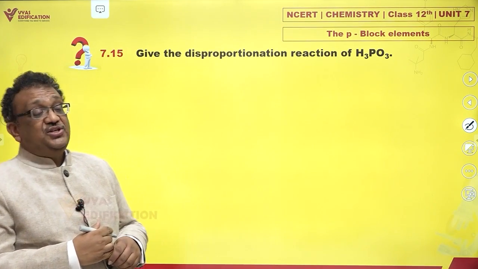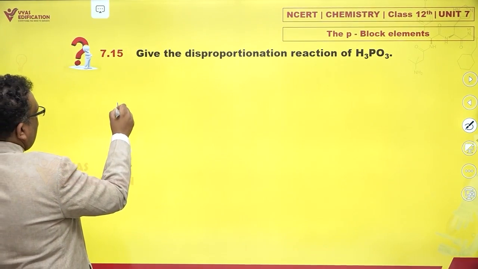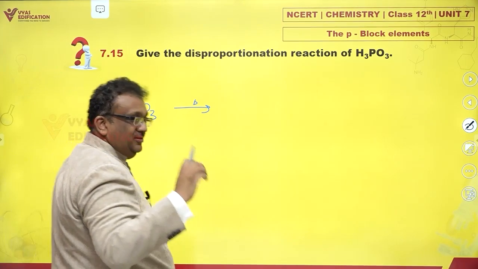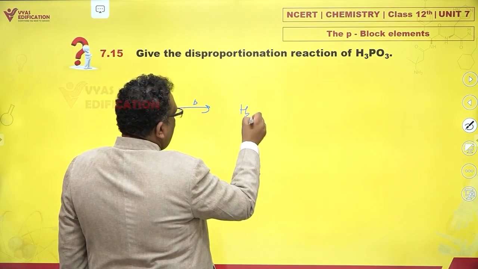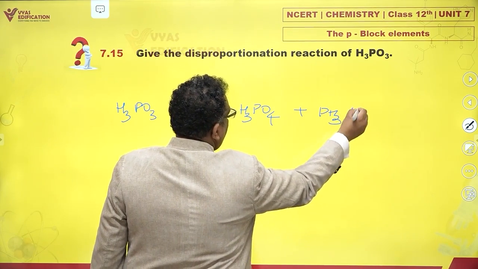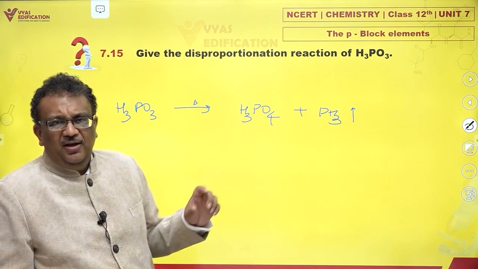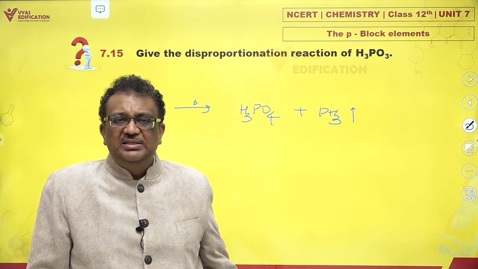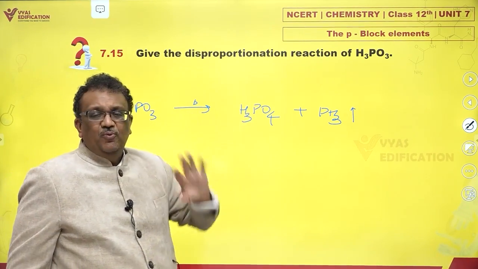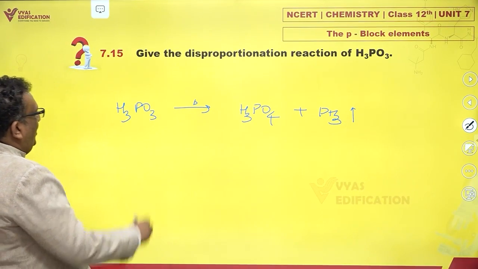Give the disproportionation reaction of phosphorus acid. If H3PO3 is heated, you find it disproportionates to H3PO4 and phosphine. If you heat it above 300 degrees Celsius, around 320, 350 degrees Celsius, you find it very easily disproportionates to give you H3PO4 and phosphine.